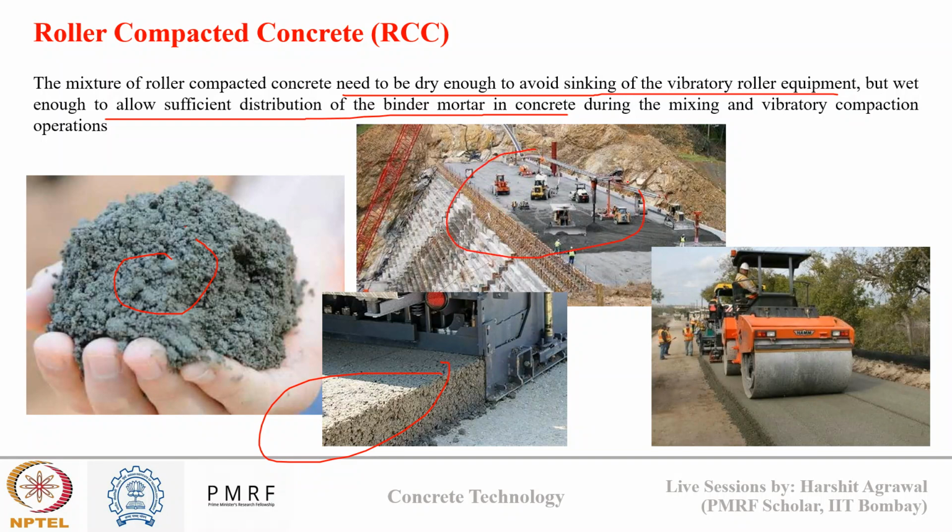This is where it is used in bridging and building dams. And here you can see it is used for building pavement. So rollers are used for compaction purposes. These two are the most common applications of roller compacted concrete in mass construction activities.